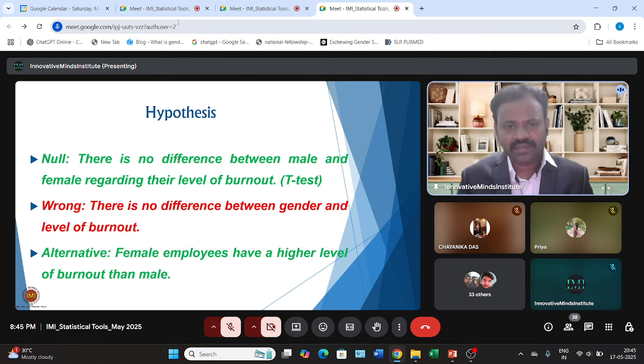Okay, that is important. Some people write in this way: there is no difference between gender and burnout. You should not write like this. Either the first method or the second method. What is the alternative hypothesis?